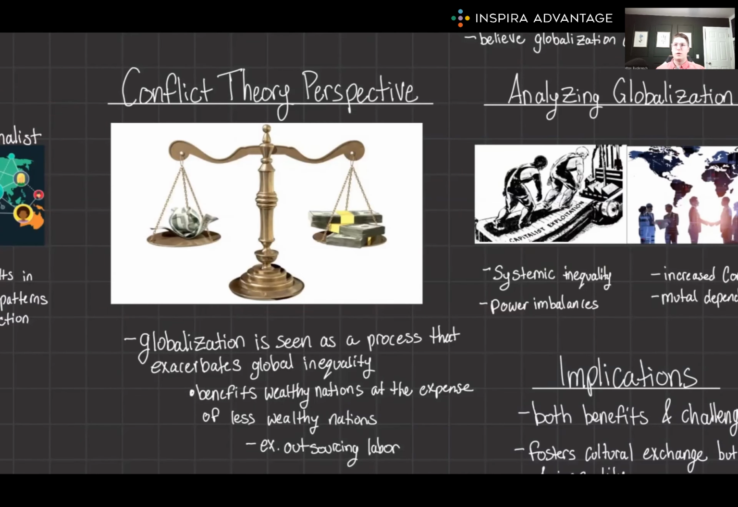Now, let's connect this to two of the most important sociological theories you need to know for the MCAT: conflict and functionalist perspectives. If you haven't already watched our video on these, go ahead and do it right now, because it is absolutely foundational for your MCAT.